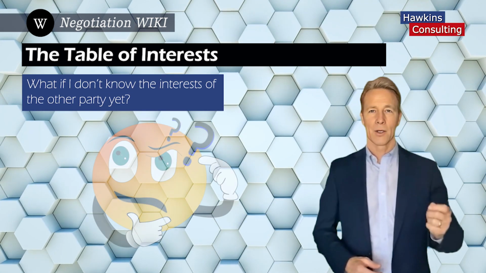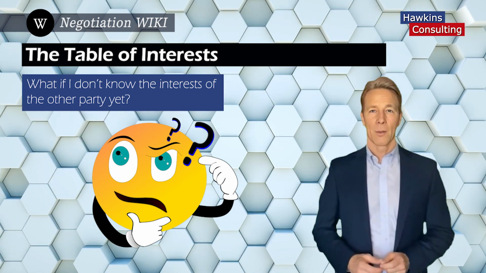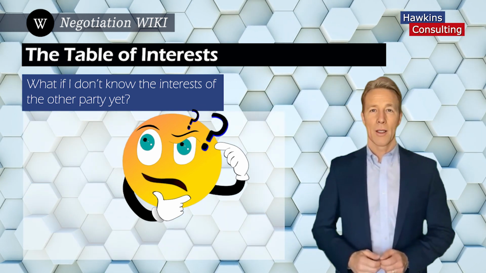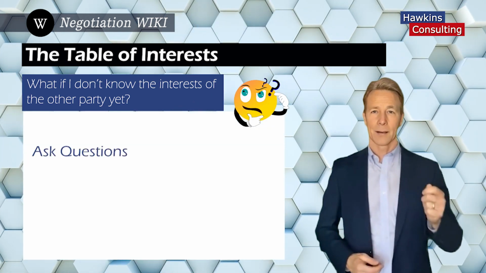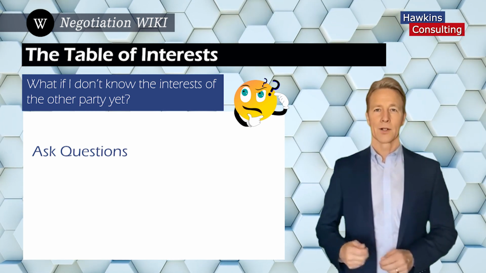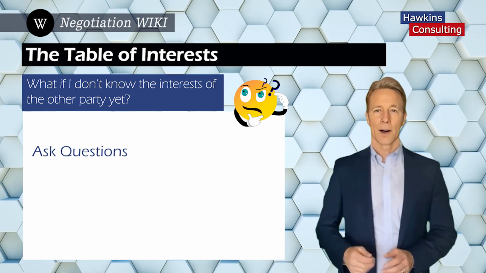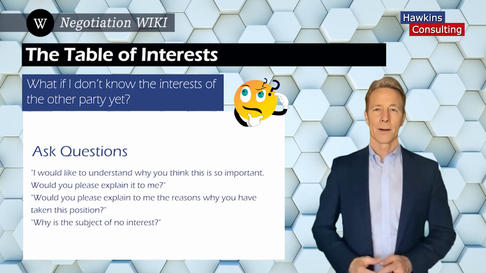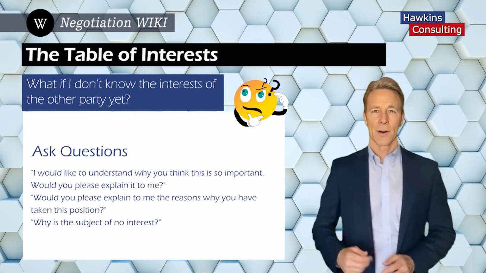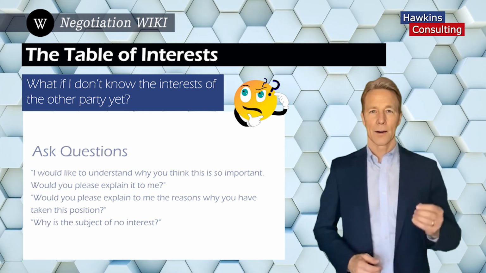Finding out the other party's interests is an indispensable step in conducting a successful negotiation and reaching an agreement. Here are some tips on how to find out the other party's interests. One way to determine the other party's interests is to ask pointed questions. Ask about the reasons for their position or demands to determine what is really important to them. Ask questions like, "I would like to understand why you think this is so important. Would you please explain it to me? Would you please explain to me the reasons why you have taken this position? Why is the subject of no interest?"